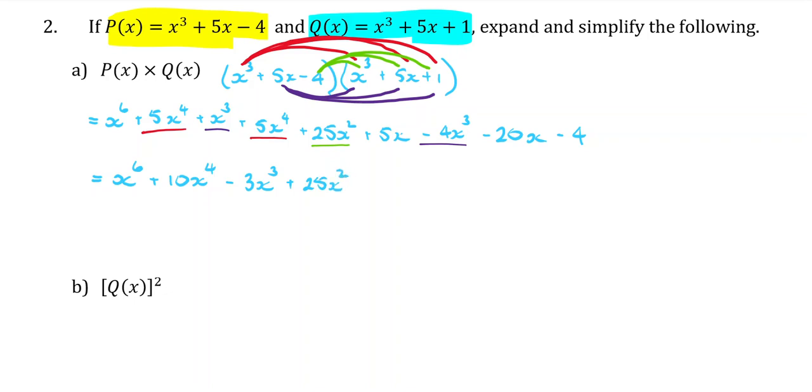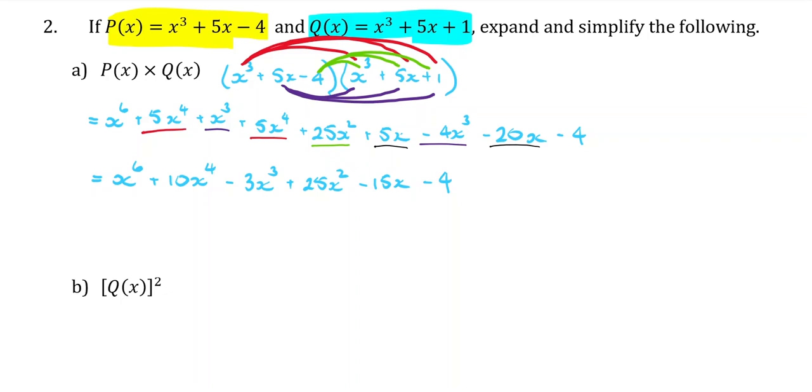Then the x's, we've got 5x here, minus 20x there. 5 minus 20 is negative 15x. And then the only thing left is the minus 4. So there it is, expanded and simplified.